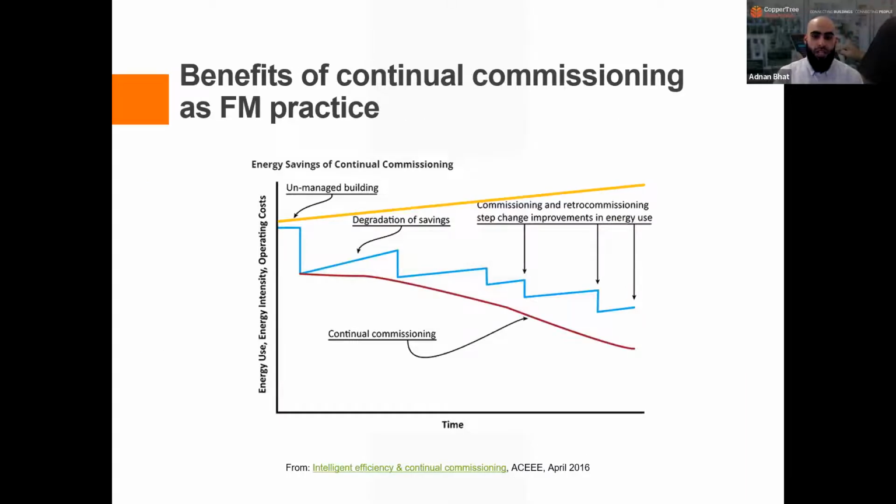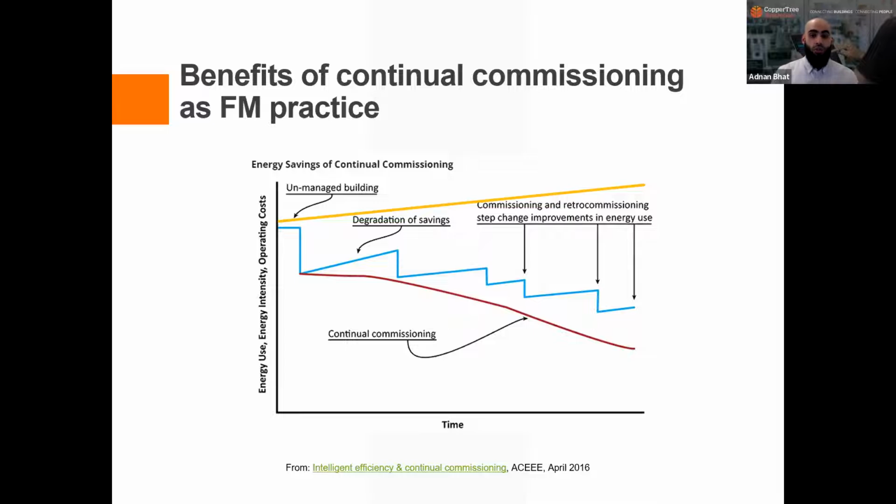This slide over here, this graph really shows the impact of ongoing commissioning on building energy use and operating costs. The light blue line shows degradation of energy efficiency over time due to age of the building, changes in floor plan, occupancy levels, as equipment drifts out of specifications, and lack of proper maintenance. And the fact is, buildings degrade over time. And we can see that there are step changes, improvements in energy use as commissioning and retro-commissioning is done at specific durations and specific periods during the building life.